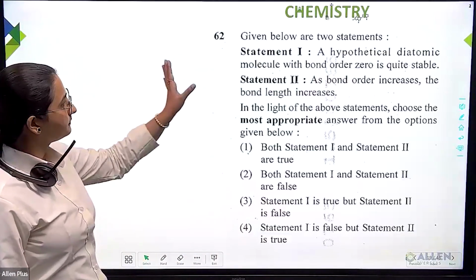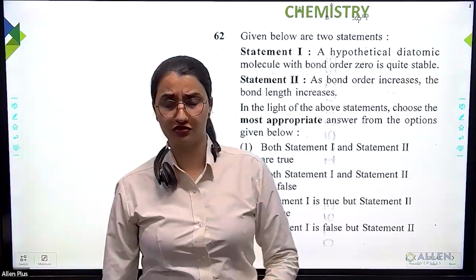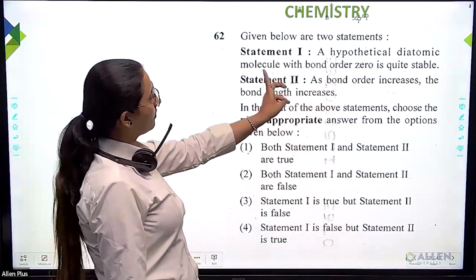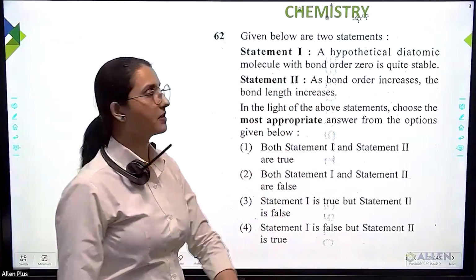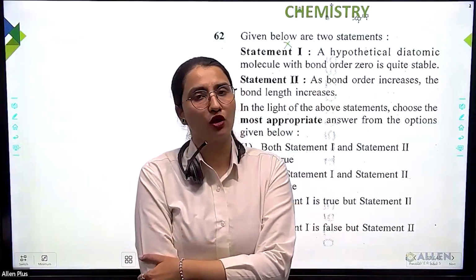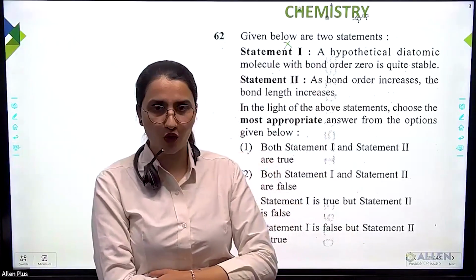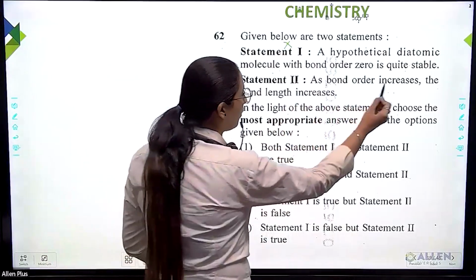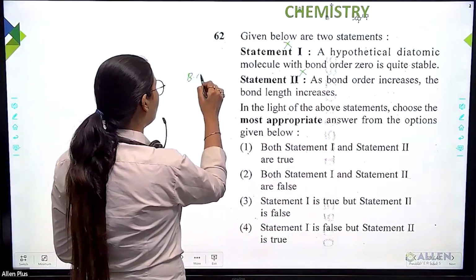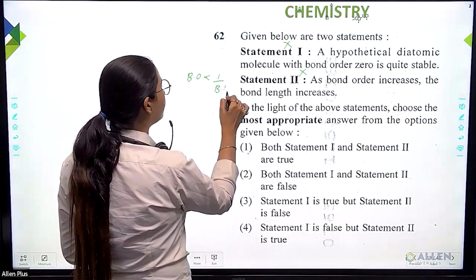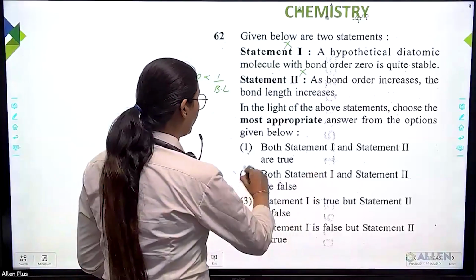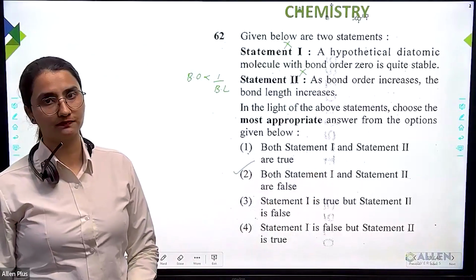Fine. Let's proceed. It's again a theoretical question. It's from chemical bonding. Let's see. A hypothetical diatomic molecule with bond order 0 is quite stable. Wrong. In MOT we did, no. If bond order is 0, the molecule does not exist. Wrong. Next, as bond order increases, bond length increases. Wrong. Bond order and bond length are, students, inversely related. So both statements are wrong. False. Option 2.